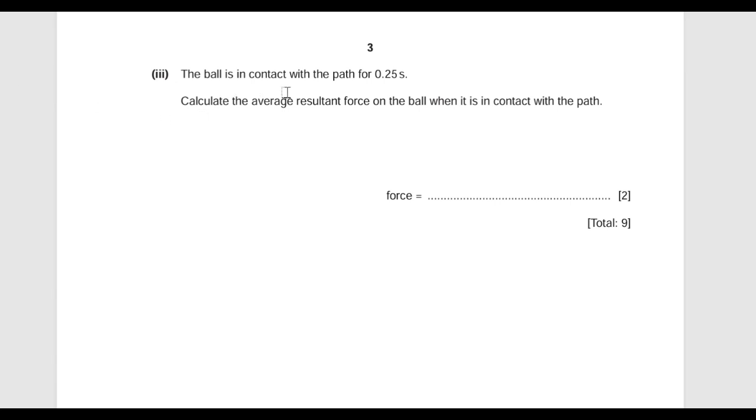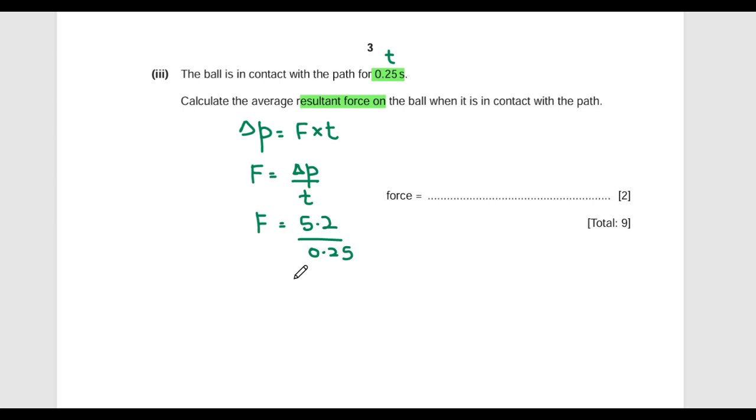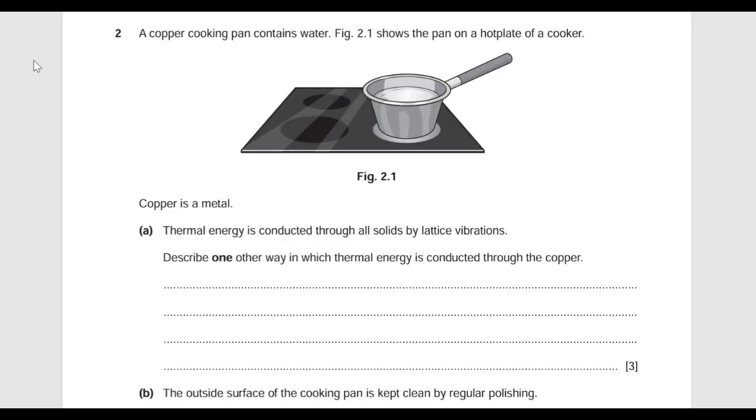Third question says the ball is in contact with the path for 0.25 seconds. Calculate the resultant force on the ball when it is in contact with the path. So I am using the first formula of momentum, which is force times time. Arranging it with respect to force, it would be 5.2 over 0.25. And force would be 20.8. Rounding it off to two significant figures will give me 21 newtons.